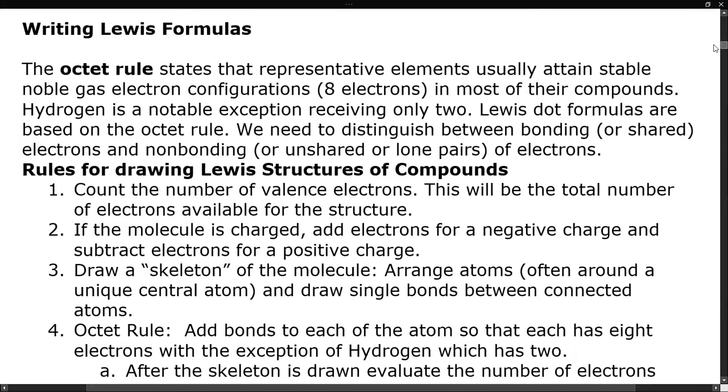Right. Lewis formulas, then. The octet rule states that the representative elements attain a stable noble gas configuration, 8 electrons, in most of their compounds. Hydrogen is a notable exception where it only gets 2, because there are no p electrons on the first row. And so a lot of times people will work that, even at a high school level, into the octet rule: everything gets 8 except for hydrogen, which gets 2. Regardless, we'll talk about some compounds in this course where we will look at violations of the octet rule, but not right away. We want to try to make everything obey the octet rule if we can.